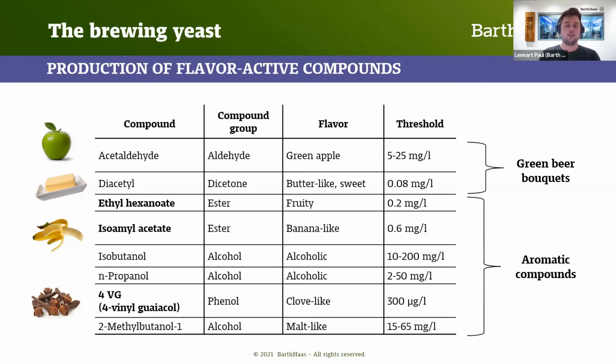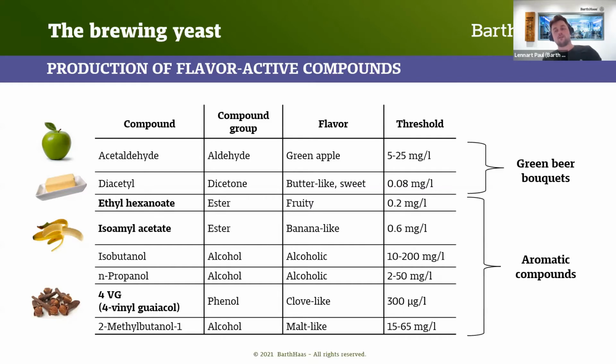As you all know, the green beer bouquet compounds like diacetyl and acetaldehyde are flavor compounds that you want to get rid of. Besides, if you're producing a Czech Pilsner, maybe some diacetyl could improve the mouthfeel, but normally you like to avoid them or get rid of them in your fermentation.